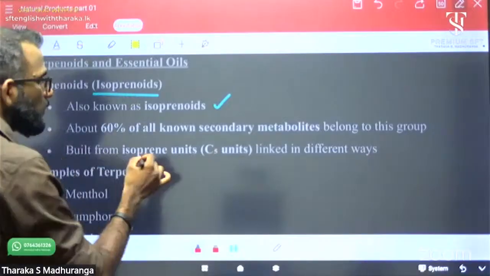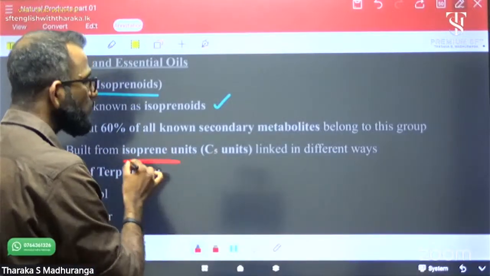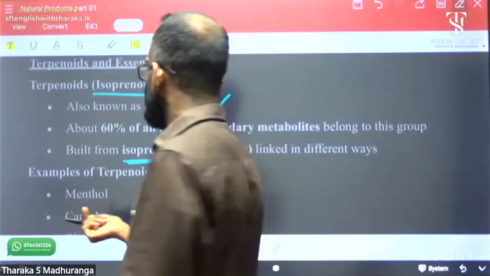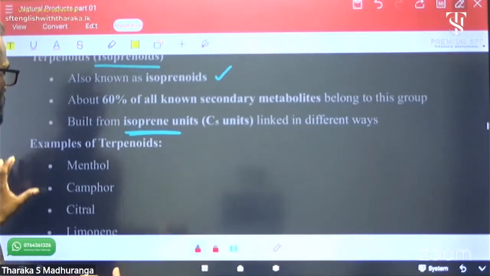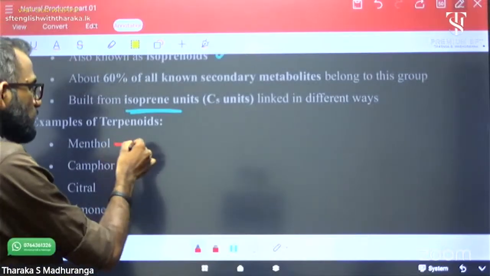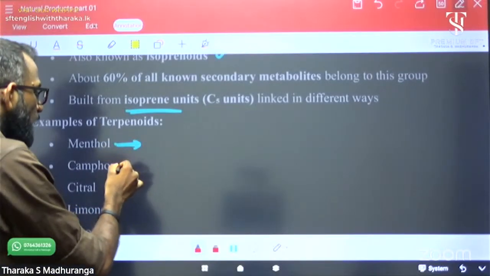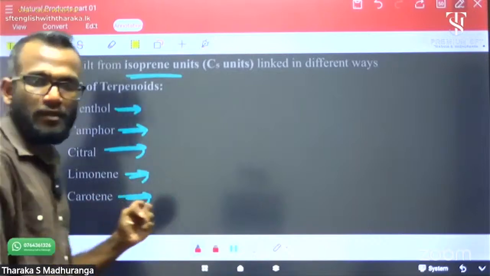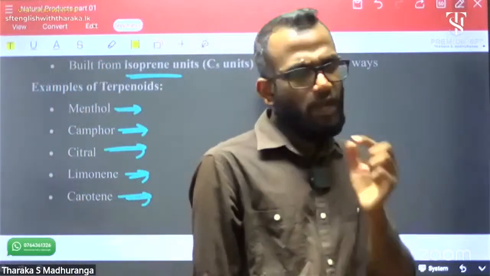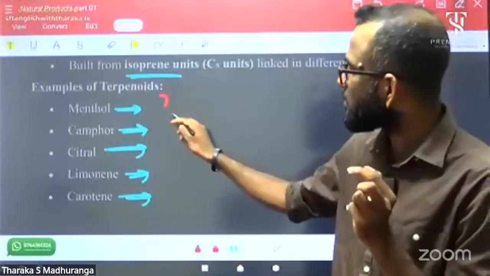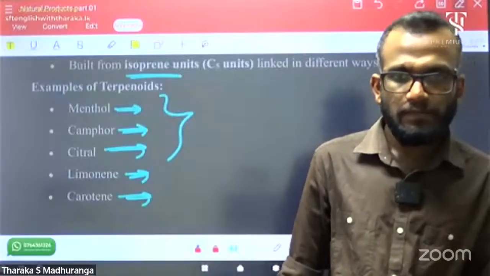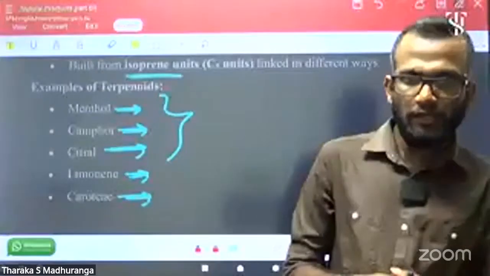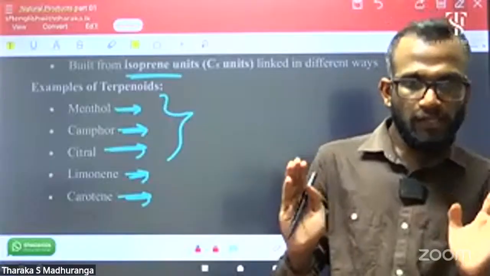It's built by linking isoprene units. As an example, latex rubber is a terpenoid secondary metabolite. As well as menthol, camphor, citral, carotene, and limonene, they are terpenoids. You have to remember a few examples. Please remember at least these three: menthol, camphor, citral.